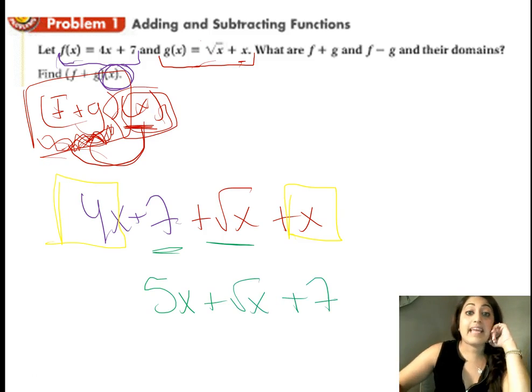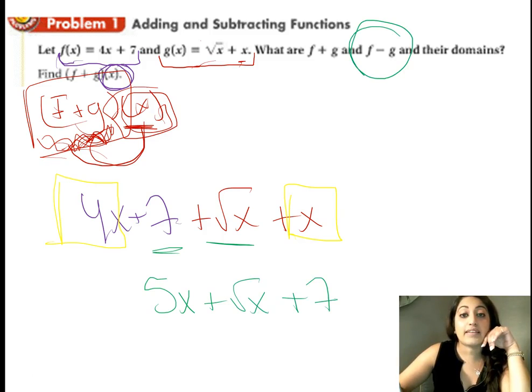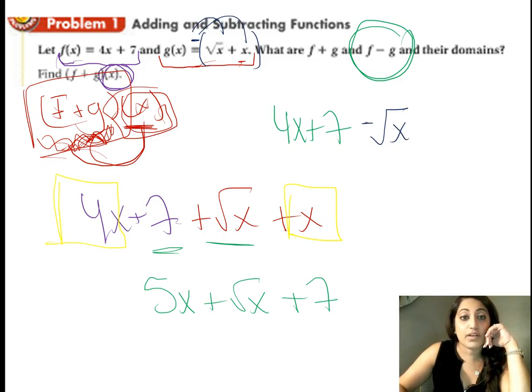Now, it's the same concept with subtracting. All you're going to do is f minus g. So now we have 4x plus 7, minus g. So we have to do a subtraction on this entire thing. Make sure to distribute that negative sign: negative square root of x minus x.